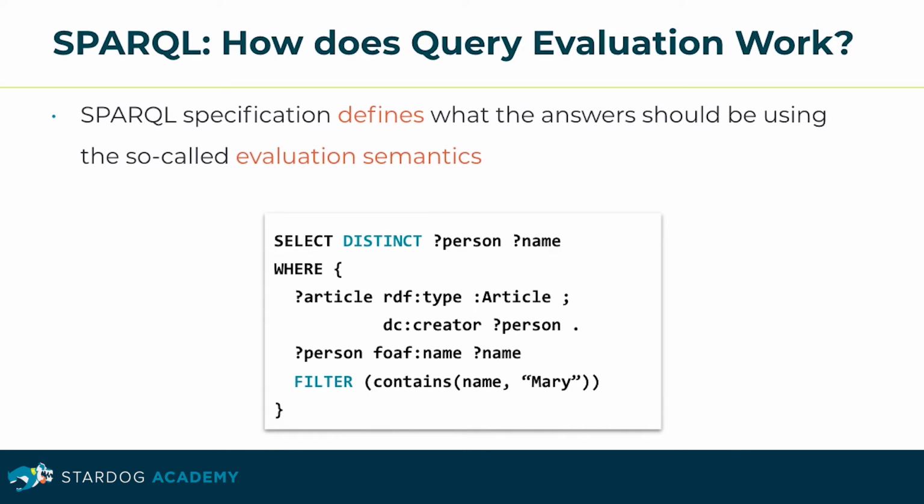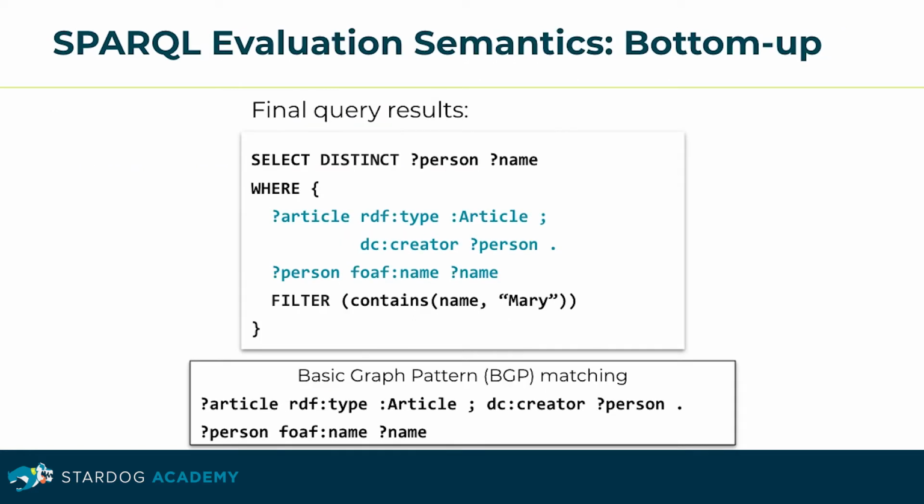Now, this query, for example, asks for all persons and their names who have authored an article and whose names contain the string Mary. It contains a single scope or group graph pattern, which is everything within the curly braces. And now let's see how the SPARQL semantics are defined. SPARQL evaluation is defined in a bottom-up fashion. It all starts with the evaluation of the so-called basic graph patterns, or BGPs. This term BGP is common, and it will likely be found within other documentation as well as this training.